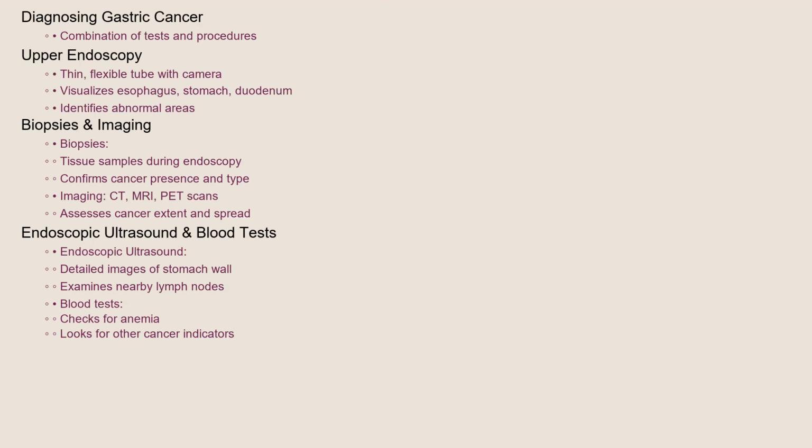How is gastric cancer diagnosed? The diagnostic process typically involves a combination of tests and procedures. An upper endoscopy is a crucial diagnostic tool. A thin, flexible tube with a camera is inserted through the mouth into the esophagus, stomach, and duodenum, allowing the doctor to visualize the lining of these organs and identify any abnormal areas.